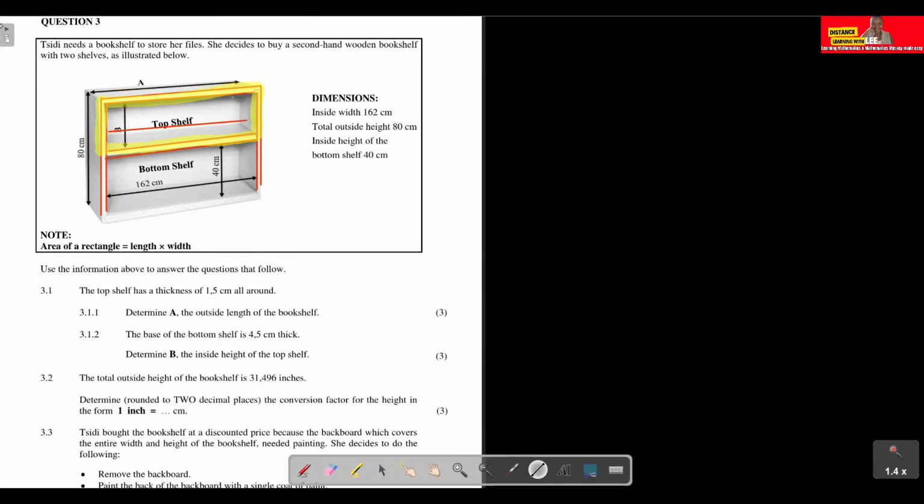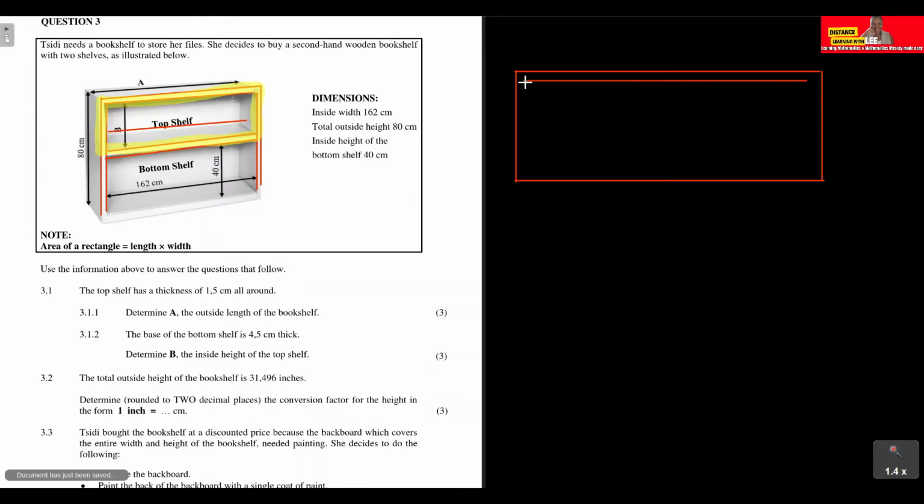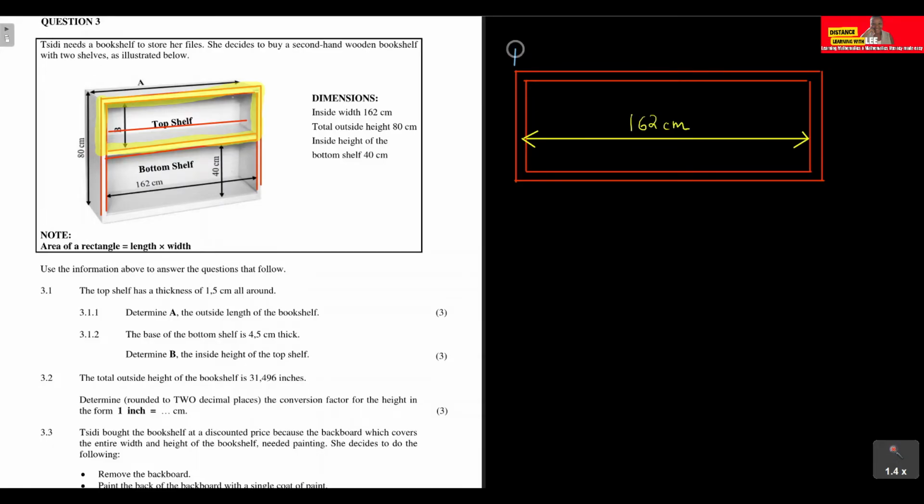We need to take into consideration the thickness of this bookshelf. Just to help you see what is happening here, we've got our bookshelf here, and it has a thickness there. We are only given the inner length, and that inner length is 162 centimeters. This is A, the total length of our bookshelf. That is what we're trying to figure out. How will we get that A?